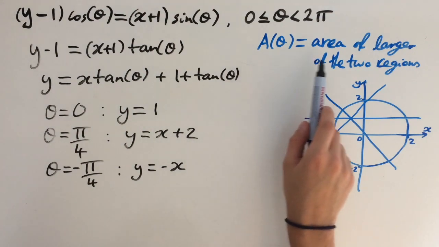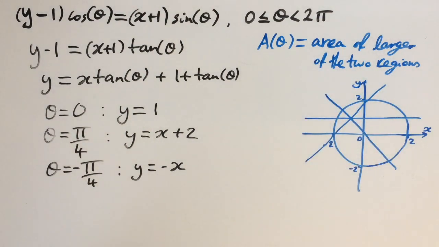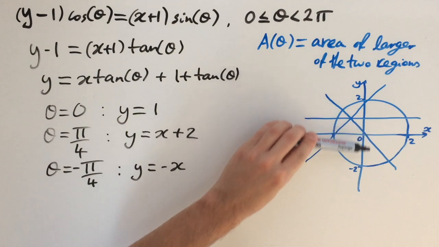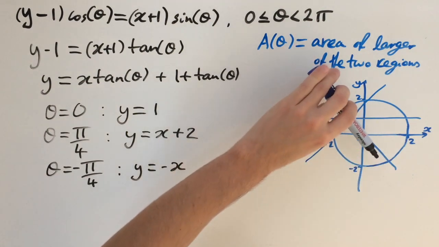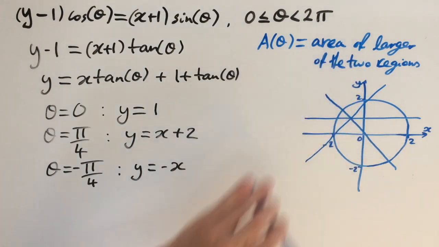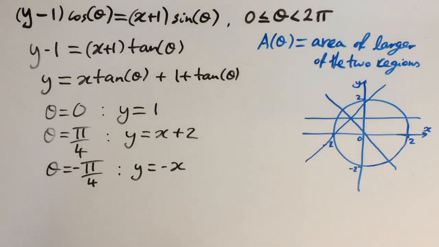Recall that A of theta is the area of the larger of these two regions. So for y equals 1, it will just be the area below the line. For y equals x plus 2, it will be to the right and below. And for y equals minus x, it splits the circle in half, so you can take either side. We don't actually need to work out what A of theta is.